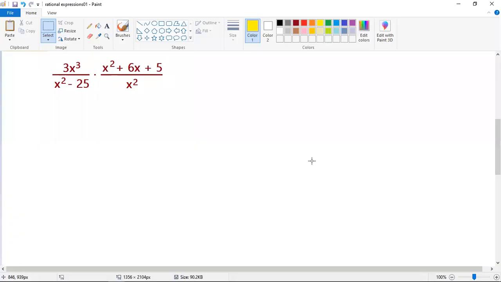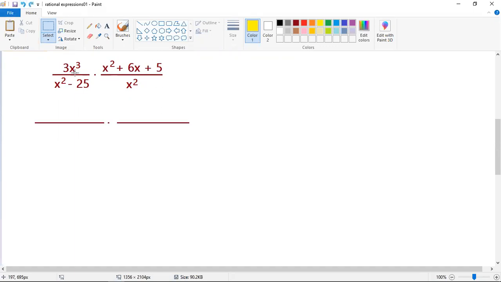This time, we will multiply rational expressions. We are given 3x cubed over x squared minus 25 multiplied by x squared plus 6x plus 5 over x squared. We have two sets of rational expressions and we are multiplying them. So the key here again is to factor out the polynomials and see common factors, values, and numbers to cancel. So this is how we'll do it.